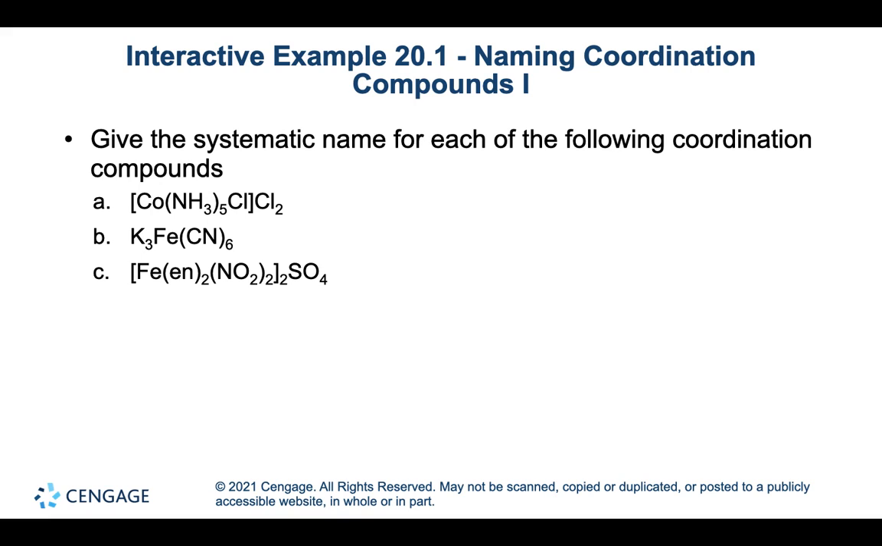That's a lot of rules, so to illustrate it, let's do these coordination compounds here. In A, we see a cobalt transition metal bonded 5 times to ammonia and once to chloride, and then it has 2 chloride counterions. In B, we see 3 potassium plus 1 counterions bonded to the complex ion with an iron +3 surrounded by 6 cyanides. And then in C, we see the iron with 2 ethylene diamines and 2 NO2s and a sulfate counterion.